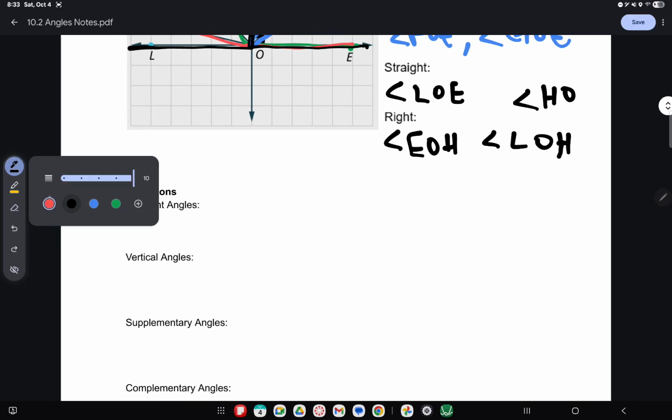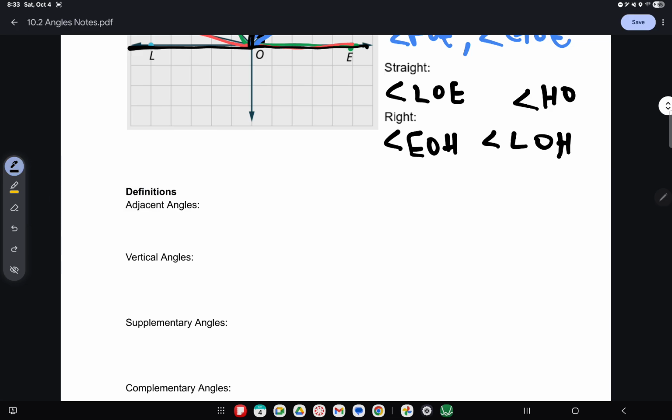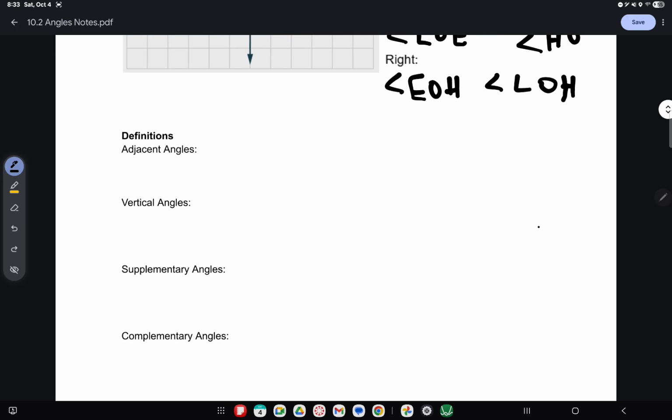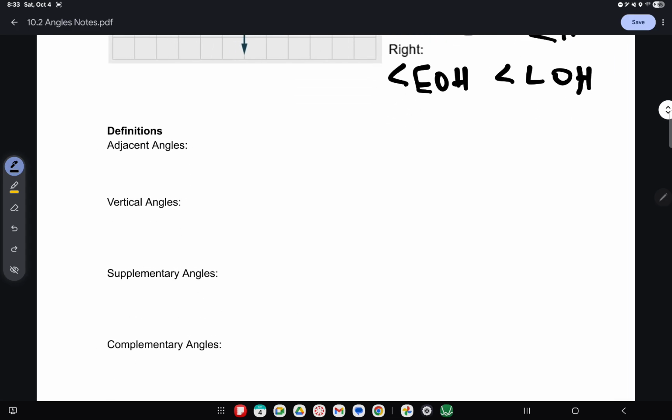All right, I'm going to give you some more definitions here. We have different kinds of angles here. We have adjacent angles. So these are angles. Yeah, maybe I should put that. Angles that share a ray, or I call it a side.